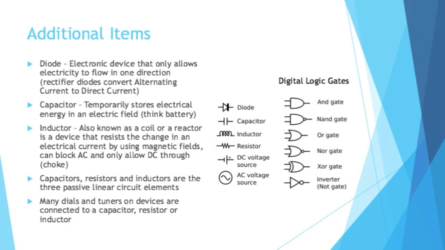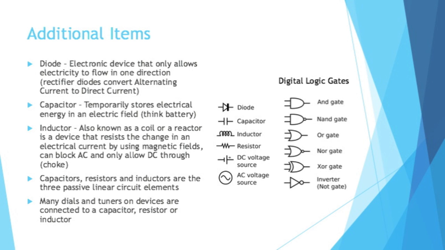You have capacitors, which temporarily store electrical energy in an electric field. Think of a battery. They're very similar to batteries. You have inductors, which are also known as coils or reactors. They are devices that resist the change in an electrical current by using magnetic fields. They can block AC and only allow DC through. This is called choking. Capacitors, resistors, and inductors are the three passive linear circuit elements. So those are the main three you hear talked about a lot.